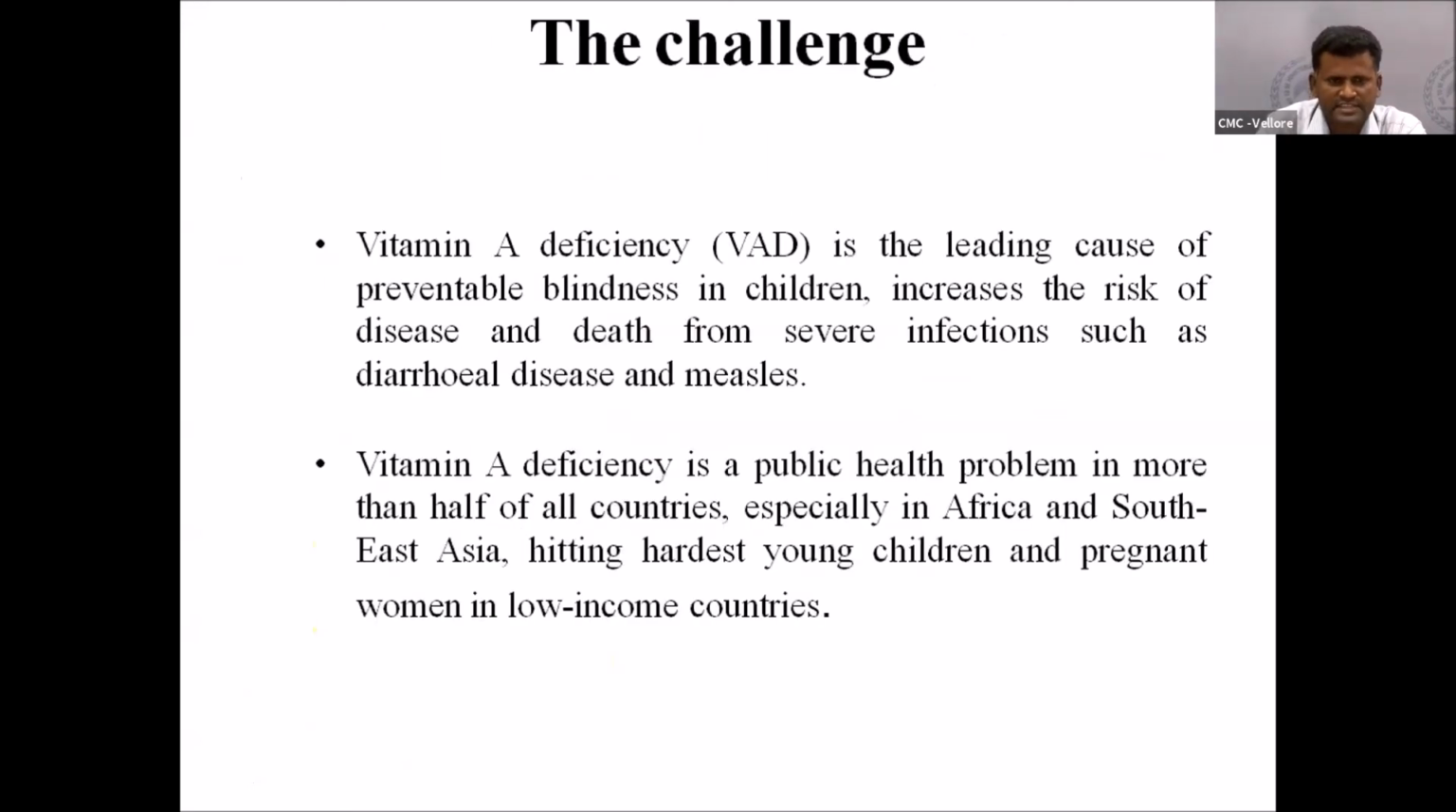So what are the challenges? Vitamin A deficiency is one of the leading causes of preventable blindness in children, and it also increases the risk of disease mortality and death because of severe infections, particularly diarrheal disease and measles. Associated vitamin A deficiency can cause much more severe problems, and it's a public health problem more in developing countries, mainly affecting children and pregnant women.